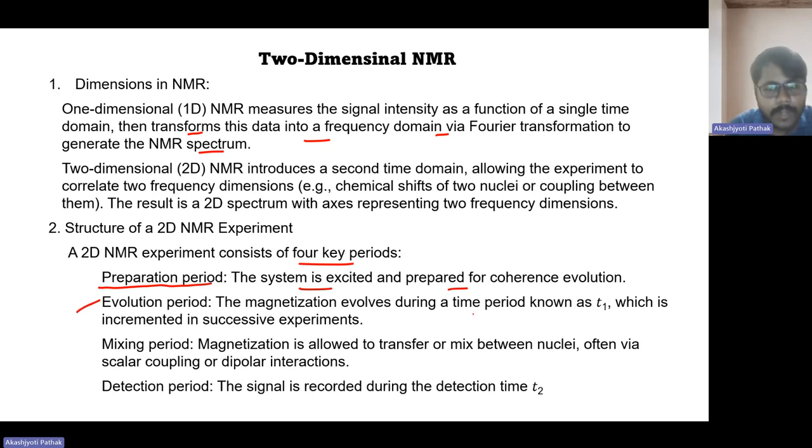The magnetization evolves during a time period known as T1, which is incremented in successive experiments. And then the mixing period. What does it do? In this mixing period, magnetization is allowed to transfer and mix between nuclei, often via scalar coupling or dipolar interactions, the thing that gives rise to all these polarization transfer phenomena. And finally, we have the detection period, where the signal is recorded during the detection time T2.